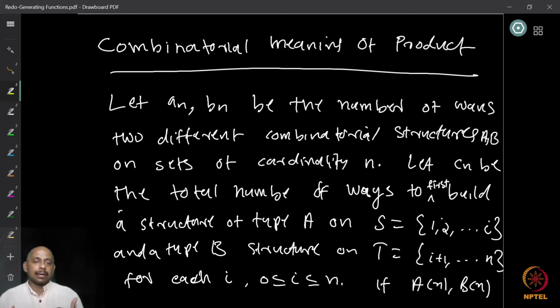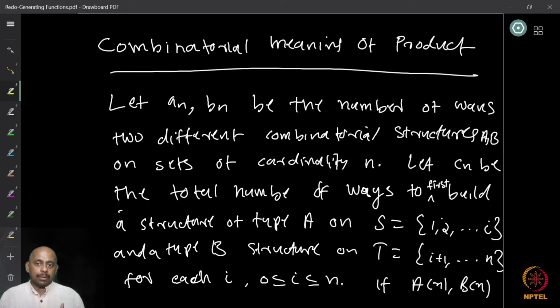So given an n-element set, I want to make, let's say, a permutation. Right? Similarly, given n as a parameter, I want to say what is the number of triangulations an n-sided polygon can have, right? So these kinds of things can be represented by sequences an and bn.